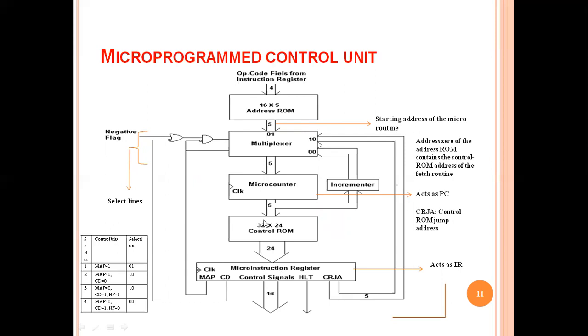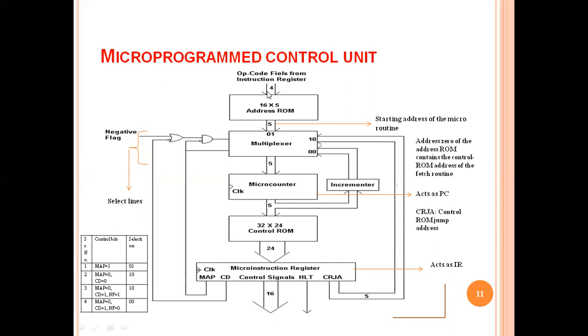So after this, the control bits will generate three conditions. I have already told you. One is that it may go to the next address, that means what is written in XX in the fetch instruction. So that means here the opcode feeds into the instruction register.